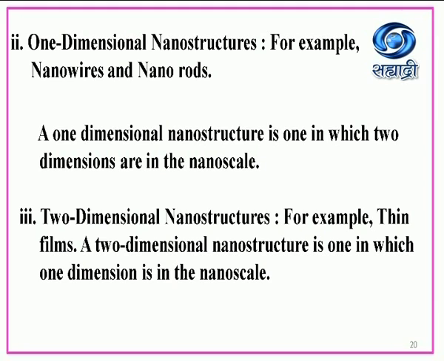Number 2, one-dimensional nanostructures. For example, nanowires and nanorods. A one-dimensional nanostructure is one in which two dimensions are in the nanoscale. Number 3, two-dimensional nanostructures. For example, thin films. A two-dimensional nanostructure is one in which one dimension is in the nanoscale.